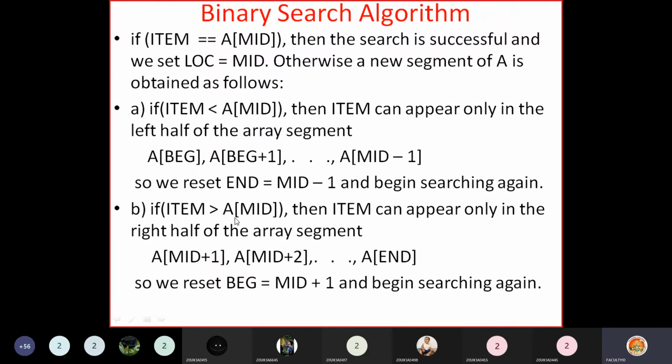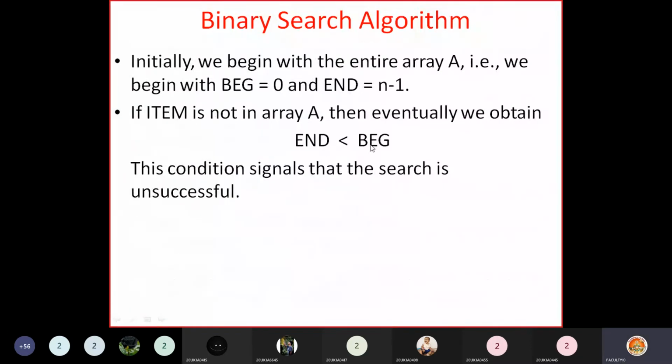If it is in the right half of the array, then the right half begins from mid plus 1 up to n. So we start searching only within this segment of the array. Like this we go on performing binary search until we find the element, or, in the other case, if end is less than beginning, we say that the search is unsuccessful.